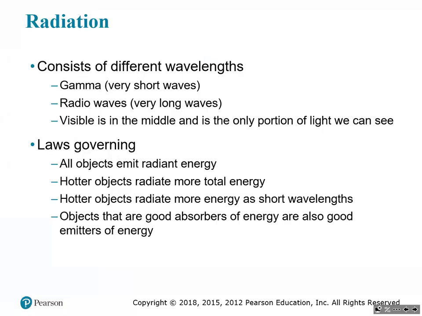So radiation consists of different wavelengths. You have, from gamma rays that are very short waves to radio waves that are very long waves. Visible light is in the middle, and it's the only portion we see. There's a few laws generally covering how things emit radiation. All objects emit radiant energy. Hotter objects radiate more total energy, and hotter objects radiate more energy as short wavelengths. And objects that are good absorbers of energy are also good emitters of energy. Those are the basic rules for radiation.